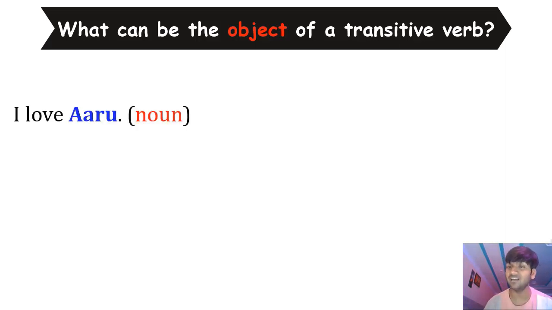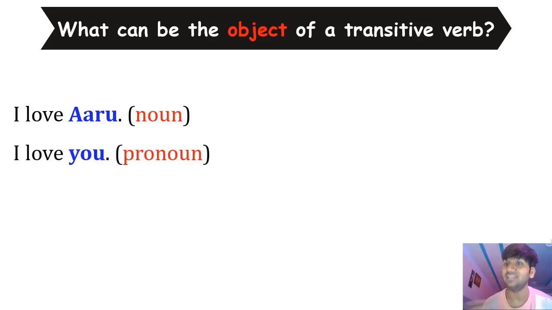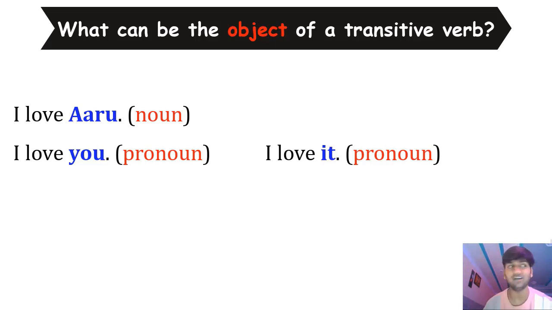Example number one, I love Aru. Aru is a noun here. I love whom? When I ask, I get my answer. That is Aru. I love Aru. That's a noun. I can say I love you. That is a pronoun. I love it, right? That's a pronoun. I love them. That is a pronoun. Okay.